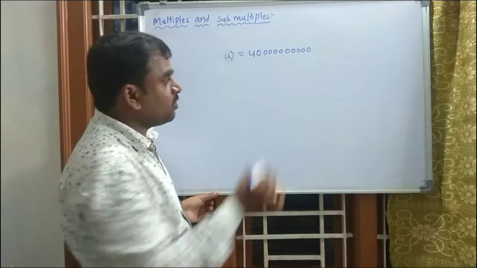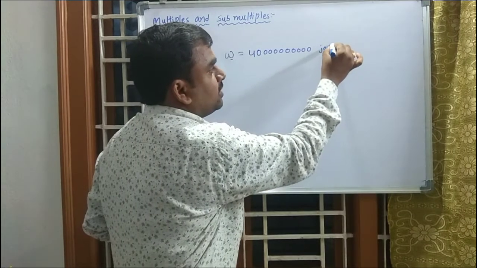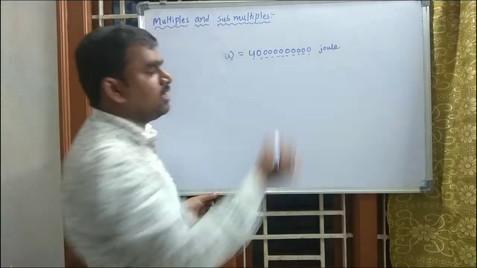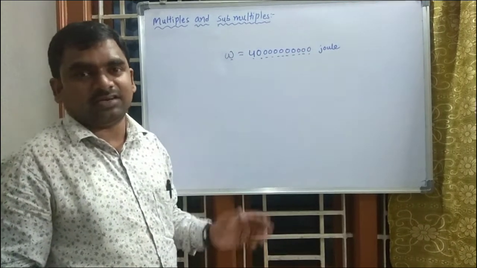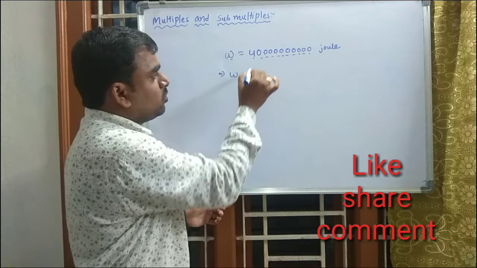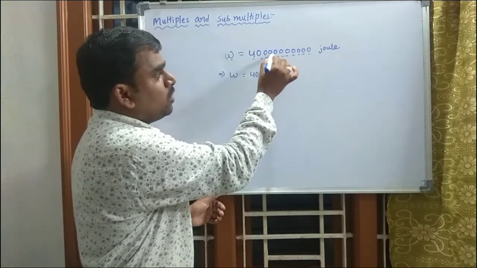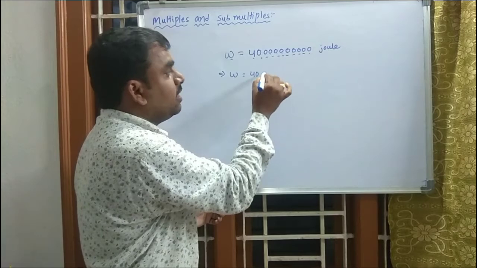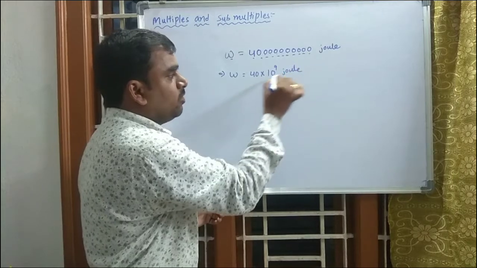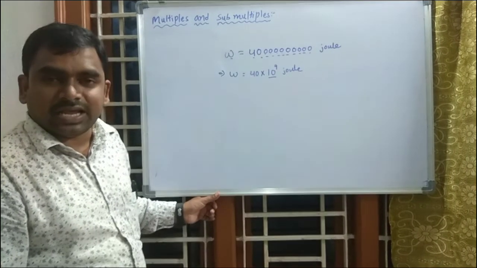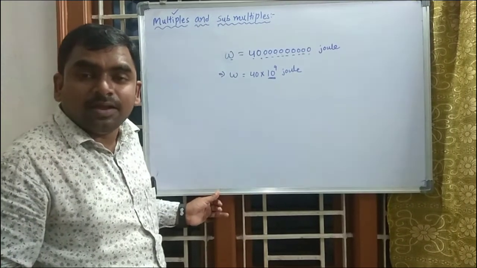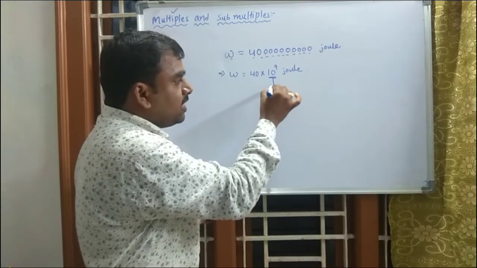What is the unit for work? Just now we discussed that it is joule. But it is not right to write it out like that every time. Then what do we need to do? Simply, W equals 40 and nine zeros, that means 10 power 9 joule. Here we are writing 10 power 9. What is this called? This is called a multiple. And what is it named?